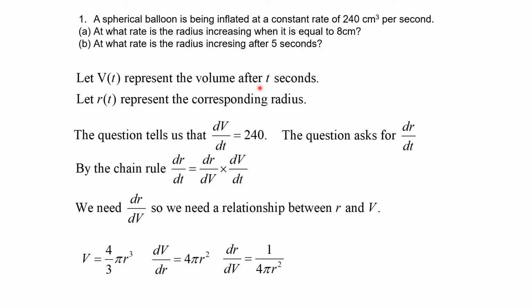Now let's look at an example that involves rates of change. A spherical balloon is being inflated at a constant rate of 240 cubic centimeters per second. So this is dV/dt, simply because it is cm cubed per second. So dV/dt is 240. At what rate is the radius increasing when it is equal to 8 cm? So when r is 8, you are required to find dr/dt.